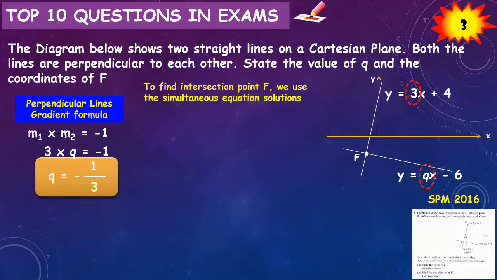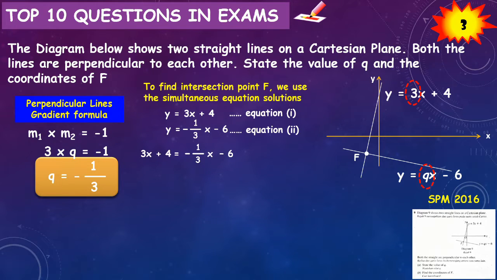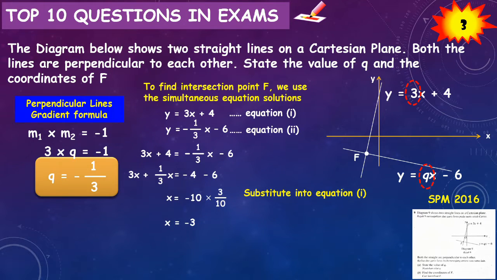To find intersection point F, we use the simultaneous equation solutions. Rearranging the equation, we get x equals to negative 3. We substitute the x we got into equation 1 and we get y equals to negative 5. So point F is negative 3, negative 5. Number 2.